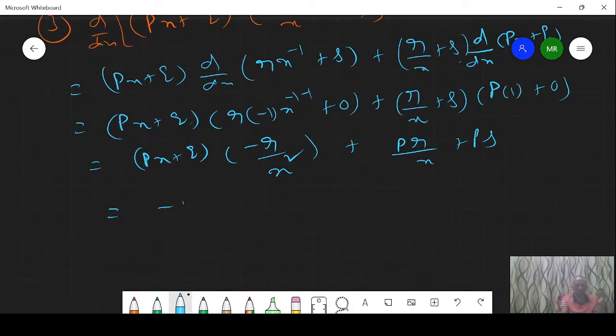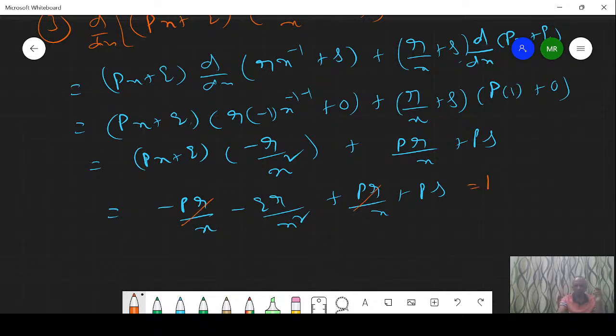If you multiply this, minus pr by x, it comes minus qr by x square plus pr by x plus ps. So then you can see here I can eliminate these two. Correct. Now your answer will be (ps minus qr) by x square. That will be your answer, right? You get that answer. Final answer will be that one it comes.